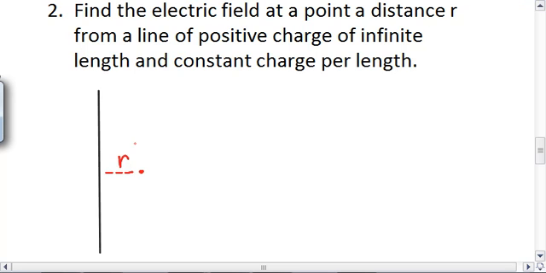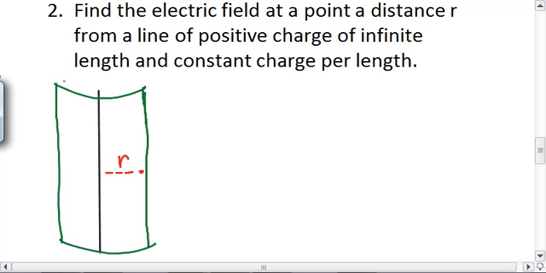Okay, so for a sphere, we made a Gaussian surface that was symmetrical to that sphere. Now we have a line of charge. What shape could be symmetrical and surround that line? Remember, the line goes on forever and ever. A cylinder. So now we're going to make a Gaussian surface in the shape of a cylinder. So again, it goes on forever, and I'm not the best at drawing stuff these days.